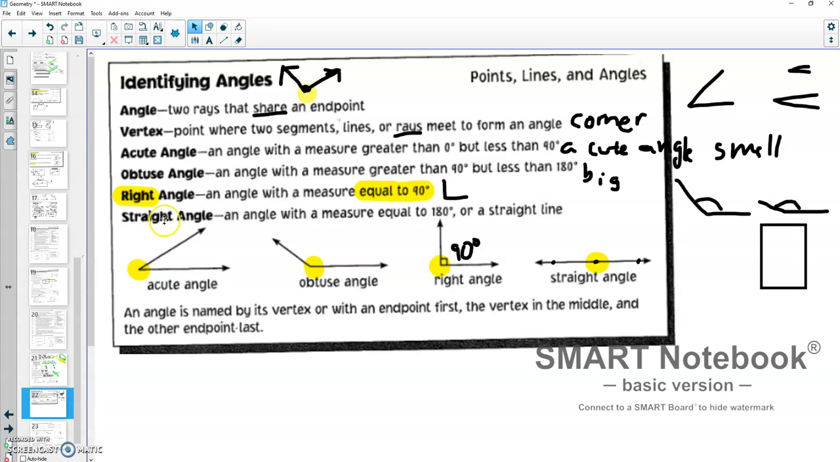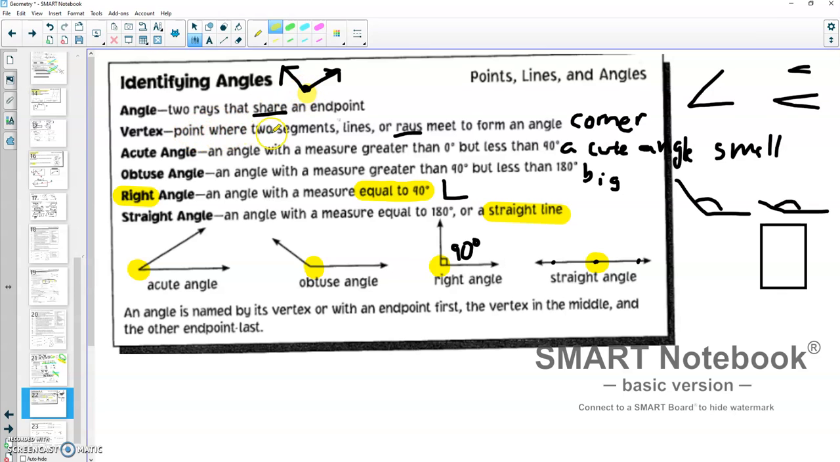And the last one is straight angle. An angle with a measure equal to 180, or a straight line. That is probably the easiest thing to remember. Straight line. So a straight angle is pretty much a straight line. So to review, an angle has two rays that share an endpoint. Look over here. These are two rays, and they're sharing their beginning, like a ray of sun.